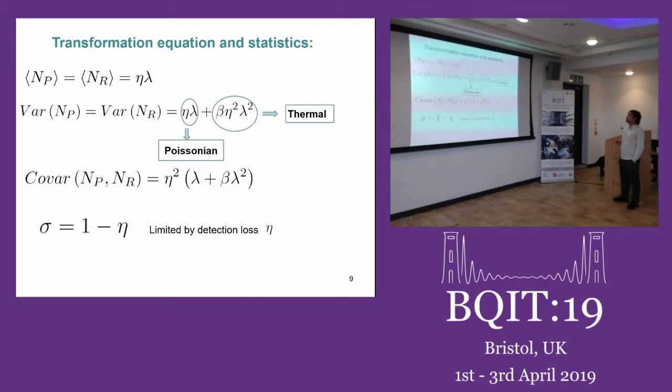As one can see, the variance has a contribution from a Poissonian term and a contribution from a thermal term. If beta is equal to 0, then the statistics will be Poissonian, and if beta is equal to 1, it has a mixture of both Poissonian and thermal terms, and this is the expression of the covariance. Surprisingly, the noise reduction factor here comes out to be 1 minus eta. It doesn't have any dependence on beta. It is only limited by the detection loss.